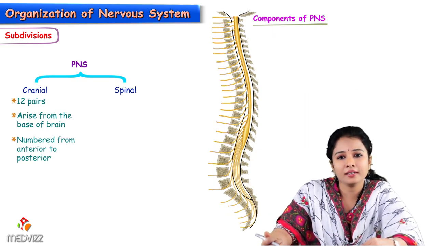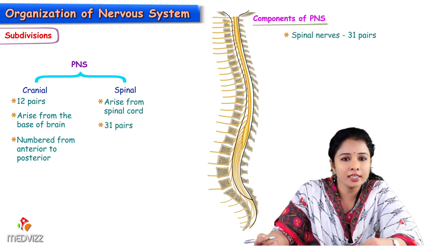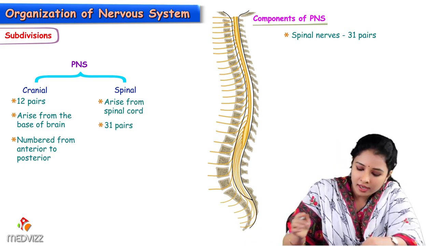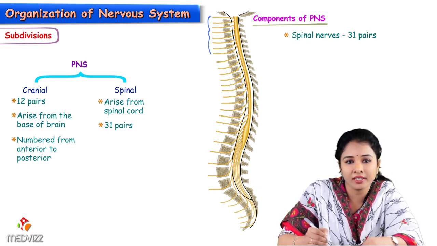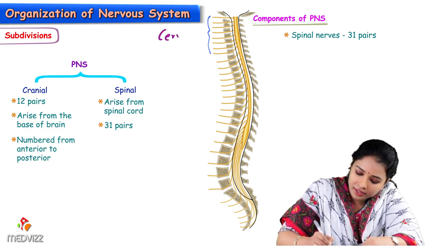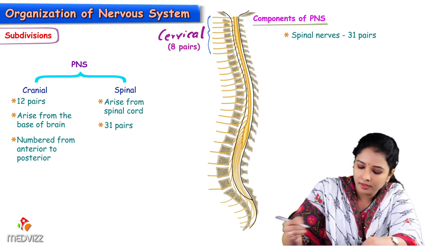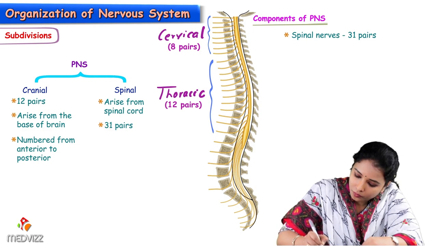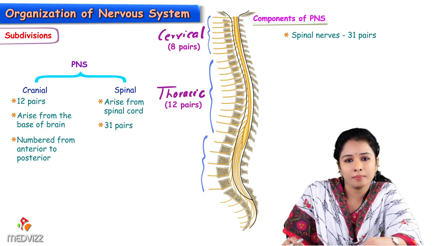Let's see the spinal nerves. Spinal nerves arise from the spinal cord, and there are 31 pairs of spinal nerves. So, the first 8 pairs are called as cervical, which are getting origin from the cervical region, are called as cervical nerves. So, first 8 pairs are cervical, then 12 pairs are thoracic. Then 5 pairs are lumbar.